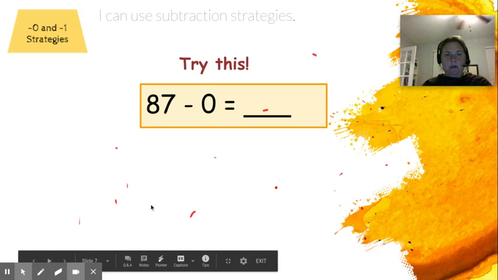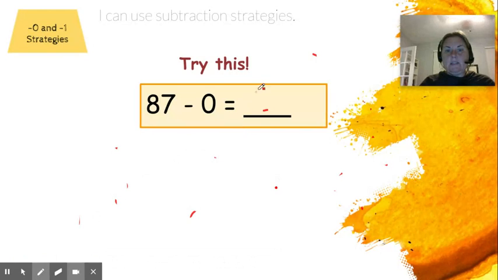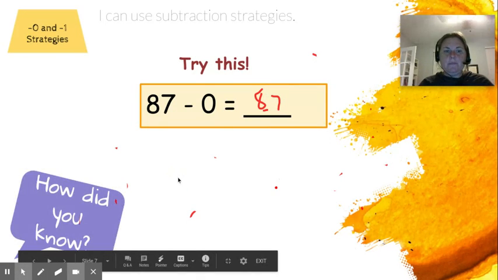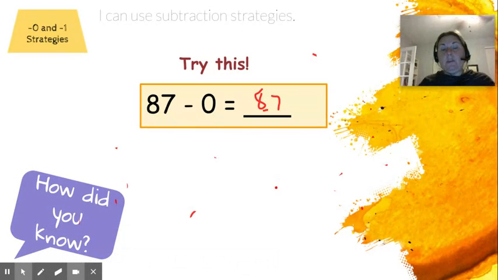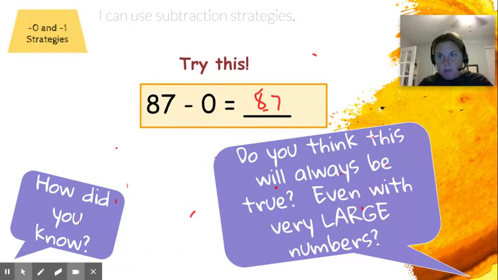87 minus 0. Well, we know when you subtract 0, it stays the same, right? So 87 minus 0 is 87. Okay. Let's go to the next one. How did you know? Well, because we know that if you subtract 0 from a number, it's going to be the number, right? Do you think it'll always be true, even with very, very, very large numbers? You're right, it will be.